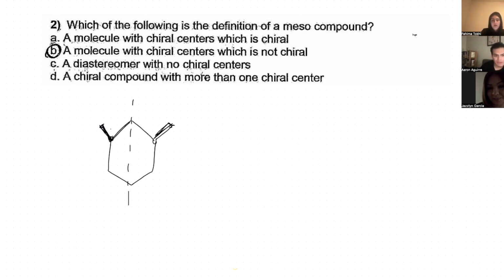Option C says a diastereomer with no chiral centers. That doesn't even make sense. A diastereomer has to have chiral centers. That's not even a thing, because a diastereomer is based off some of the chiral centers having changed, whereas in an enantiomer all of them will have changed. Exactly. And then the last option said a chiral compound with more than one chiral center, and that's just wrong.